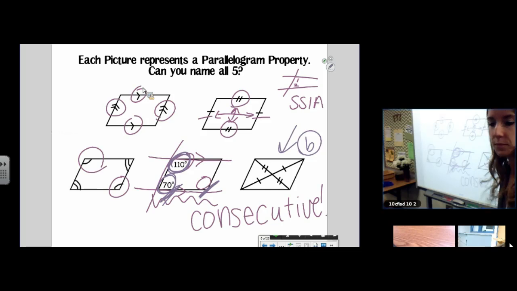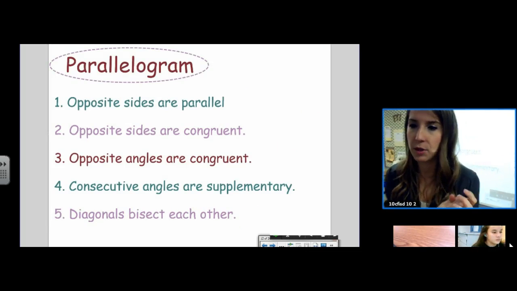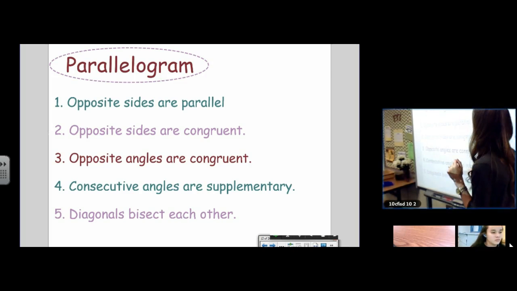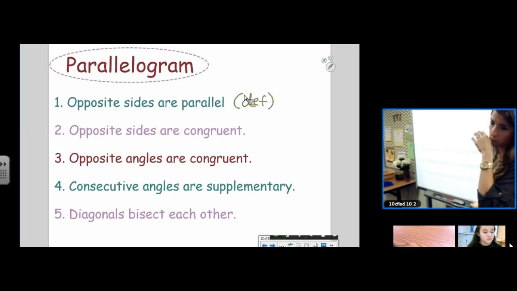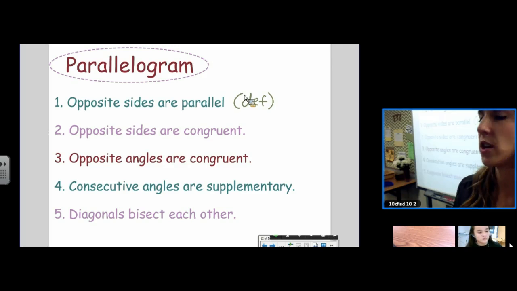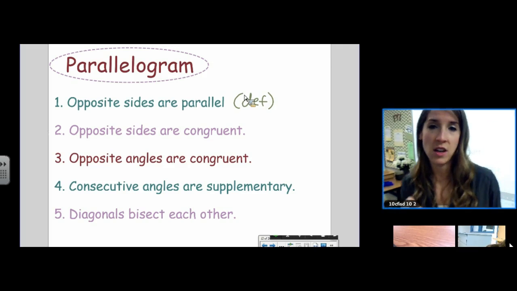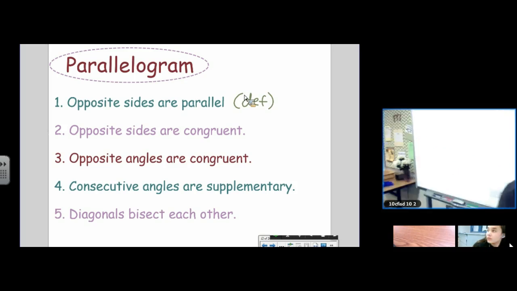All right. So boom, here's a summary of your 5 properties. I want you to write these down on your family tree. And I do want you to note that this first one, it's property number 1, but it's also the definition of a parallelogram. So that's important for you to know that yes, it's a property, but it's also the definition. A parallelogram is a quadrilateral with both pairs of opposite sides parallel. That is the definition of a parallelogram.